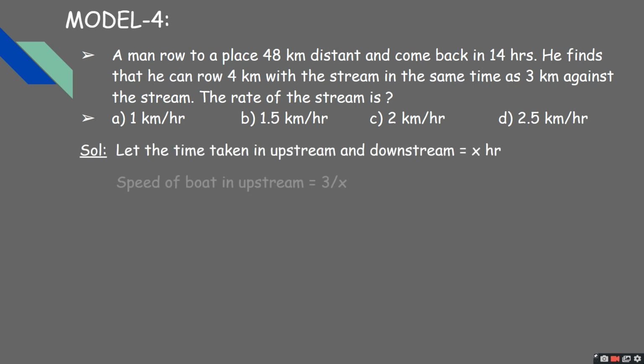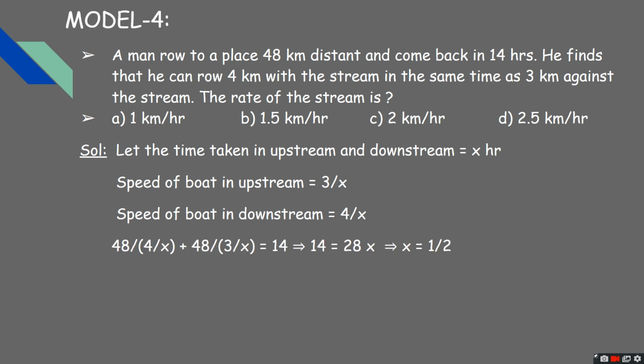Speed of boat in upstream equals 3 by x. Speed of boat in downstream equals 4 by x. In the question, it is given that the distance is 48 kilometers for upstream and downstream each, and time taken for both is 14 hours. So, 48 by 4 by x plus 48 by 3 by x equals 14. That equals 28x equals 14. x equals 1 by 2.